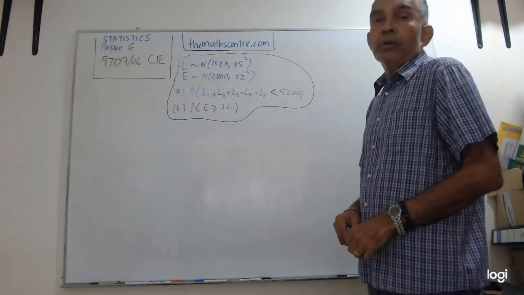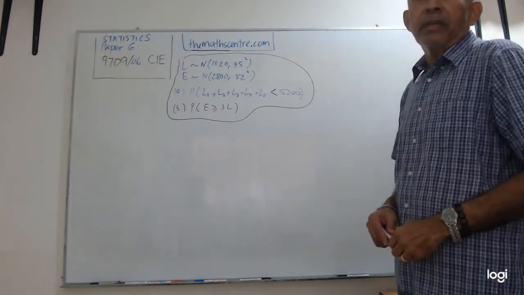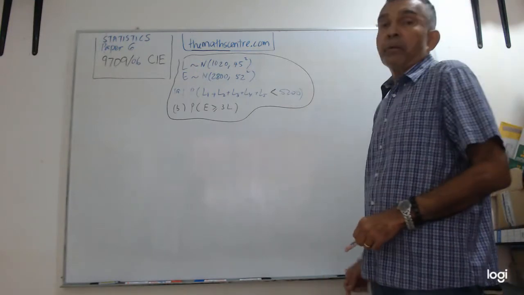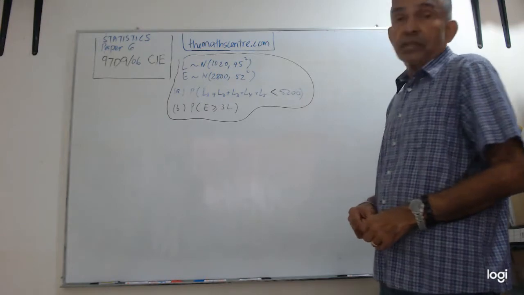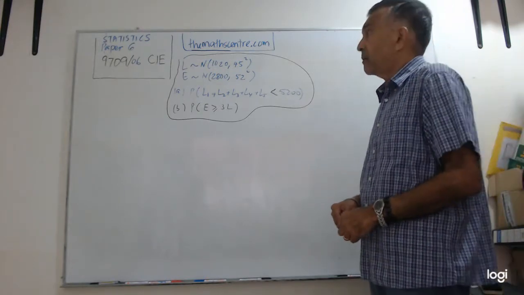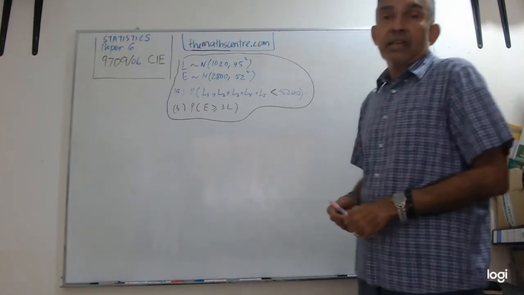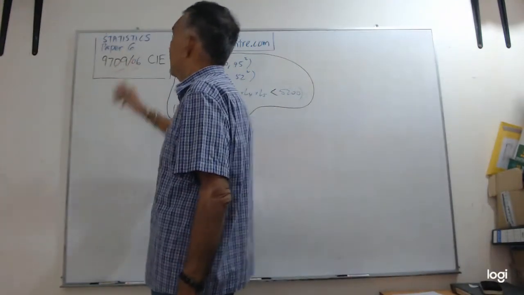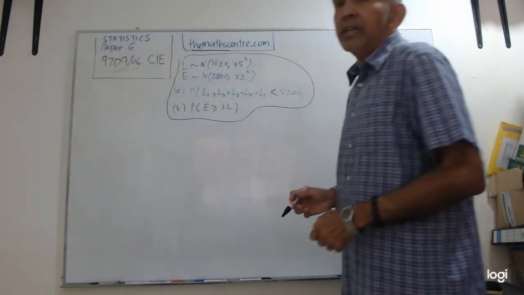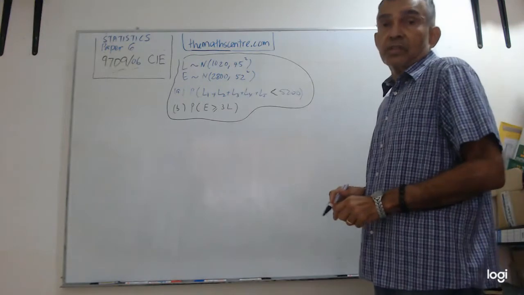In this video, we're going to look at an example that appeared in the Specimen paper 2020 exam, Statistics, A-level exam, paper 6. Subject code 9709/06. We are looking at the CIE, the Cambridge exams. Paper 6, Statistics.